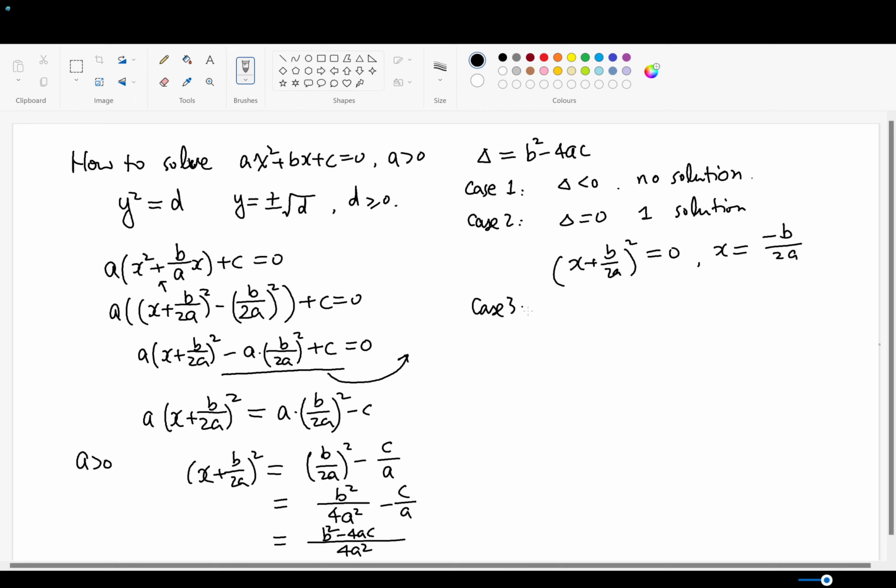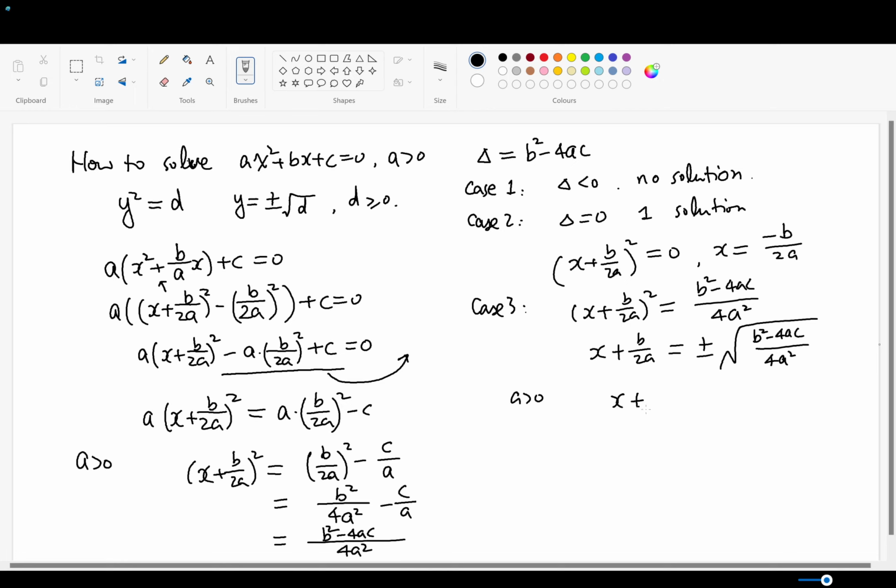So case 3, we have x plus b over 2a squared equals b squared minus 4ac divided by 4a squared. Now we take the square root of both sides. We get x plus b over 2a equals plus or minus square root of b squared minus 4ac divided by 4a squared. So again, because a is positive, we have x plus b over 2a equals plus or minus, with 2a as the denominator.